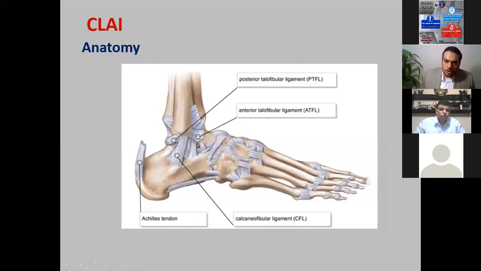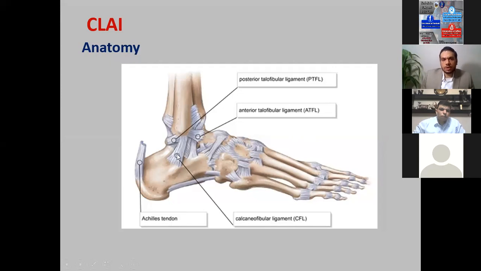One more indication to scope an ankle after trauma is the chronic lateral ankle instability. We know that the ankle stability depends on the anterior talofibular ligament that runs from posterolateral to anteromedial. It controls internal rotation and anterior translation of the talus. This is the weakest and most frequently injured one.